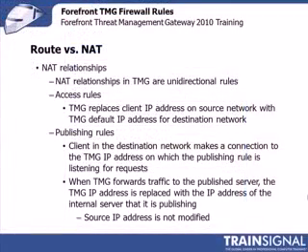Now let's talk about network address translation relationships, or NAT relationships. NAT relationships are unidirectional rules. That is, they're set up to be one-way affairs only. You have two different kinds of rules in general that you can create in Threat Management Gateway, an access rule and a publishing rule, and each one handles NAT slightly differently.